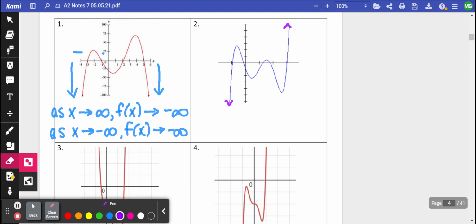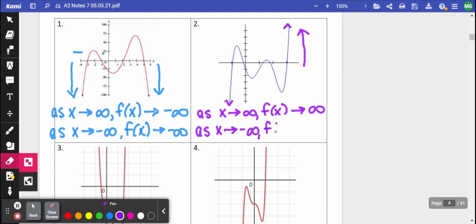Okay, let's look at the next one. By the way, 1, 2, 3, 4, fifth degree polynomial. Okay, and what we can see is as we move to the right on the graph, x will go to positive infinity. It'll get bigger and bigger and bigger. So as x approaches infinity, f of x approaches infinity. The height goes up forever. As we go to the left on the graph, you can see that we're going down, down, down, down, down forever. So as x approaches negative infinity, f of x approaches negative infinity.